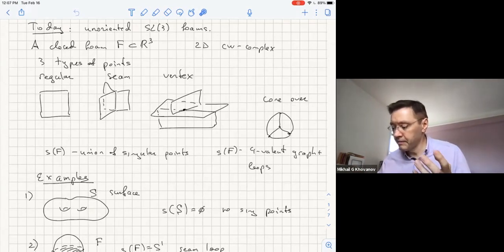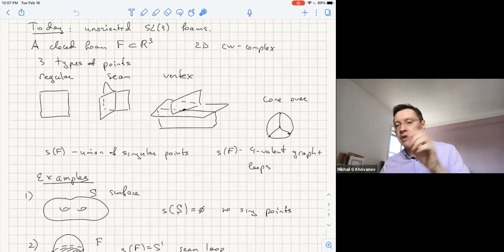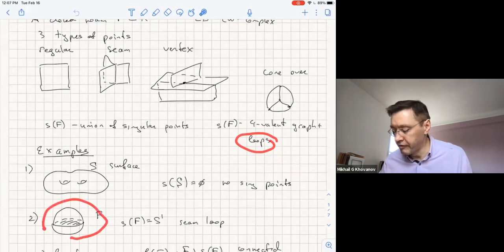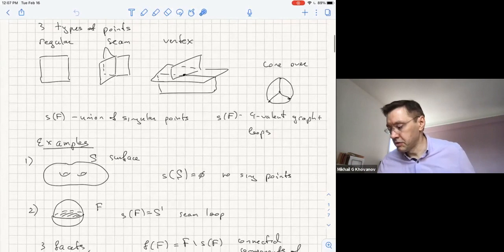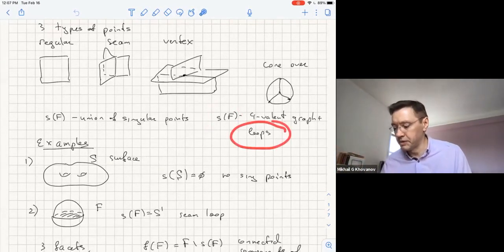You can think of it as a four-valent graph. This graph sits in R3 because the form sits in R3. So the form comes with an embedding into R3. And the graph might contain loops. This is an example of a form which has a singular seam which is in fact a loop. It closes onto itself. So this is S of F, such a four-valent graph plus possible loops.